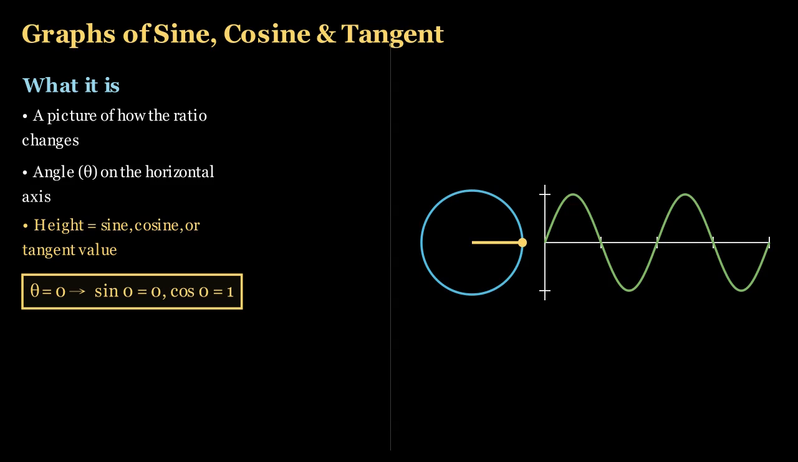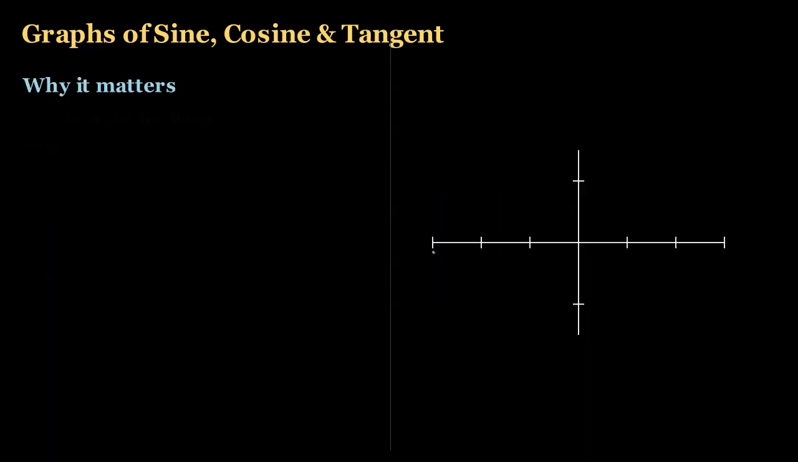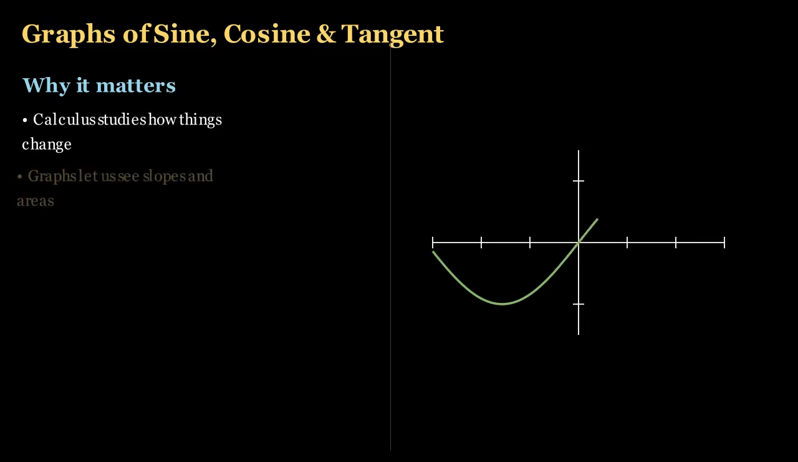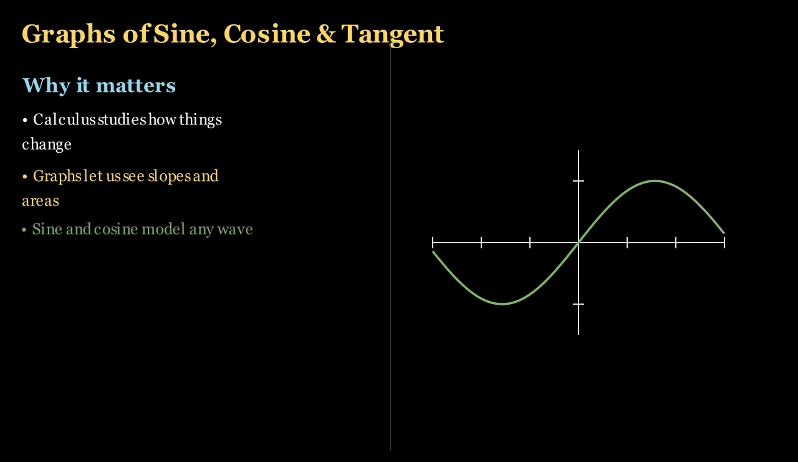In calculus, we are always asking how fast is this changing, or what is the total accumulation. A spinning circle is hard to measure directly, but a graph gives us a shape we can work with. We can draw a tangent line to find the slope at any point, which is the derivative. We can shade the area under the curve, which is the integral.